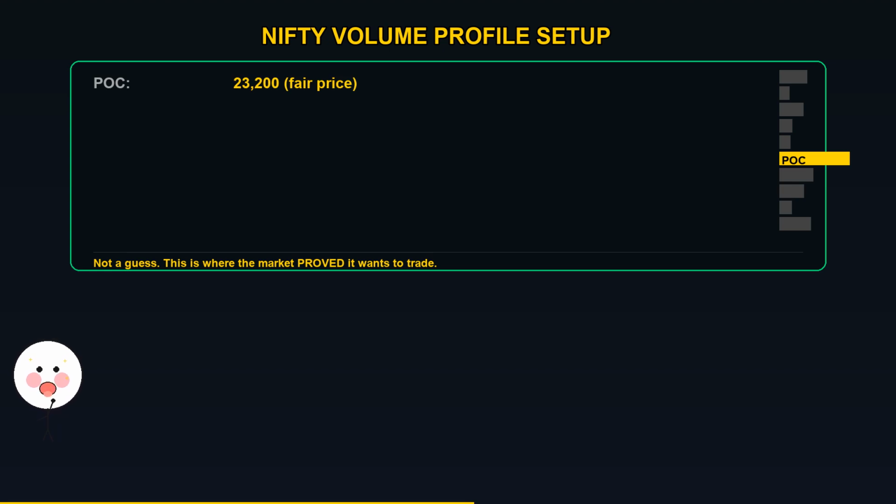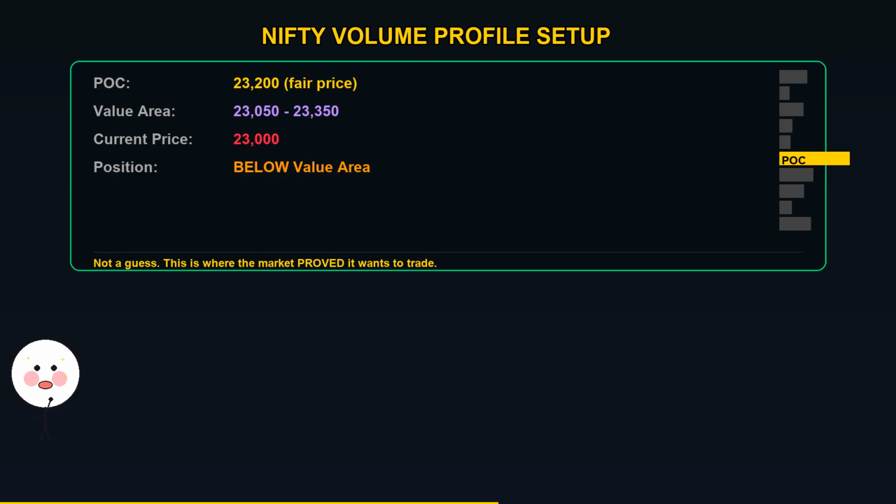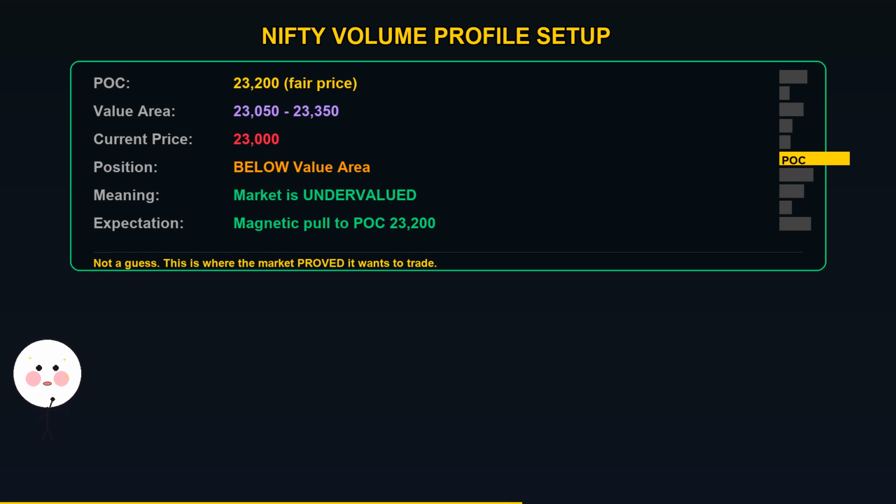Nifty volume profile shows the point of control at 23,200. The value area runs from 23,050 to 23,350. Currently, Nifty is trading at 23,000, below the value area. This means the market is undervalued relative to where most trading happened. There is a magnetic pull back up to the POC at 23,200. This is not a random guess. This is where the market proved it wants to trade.